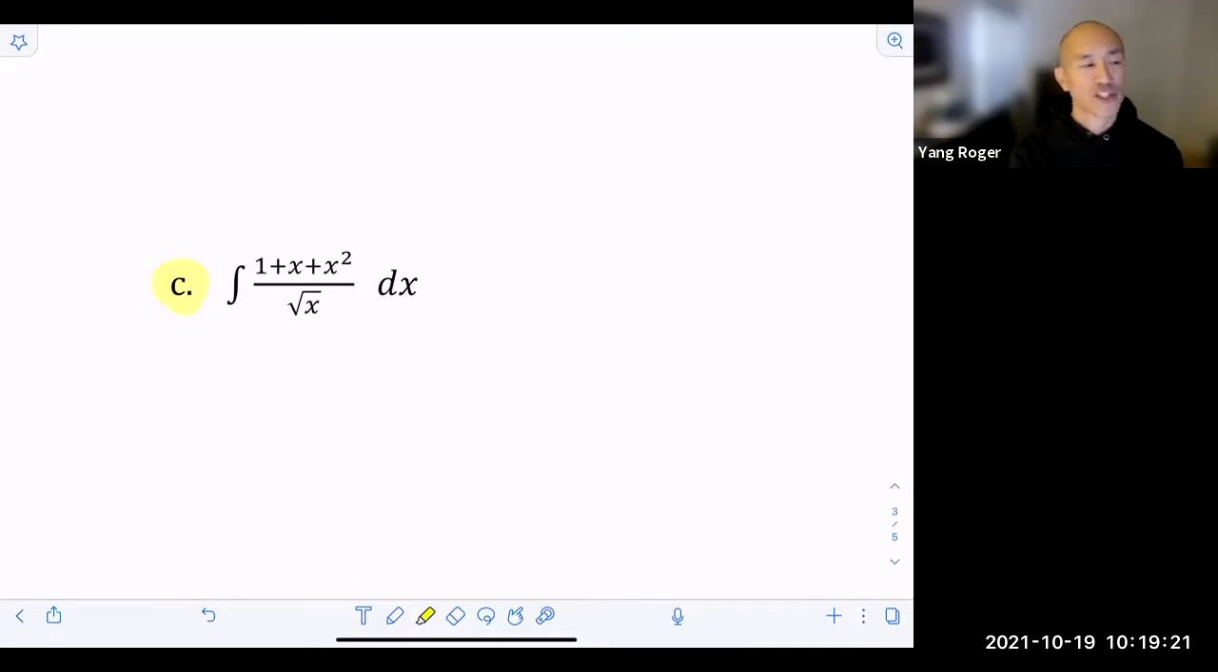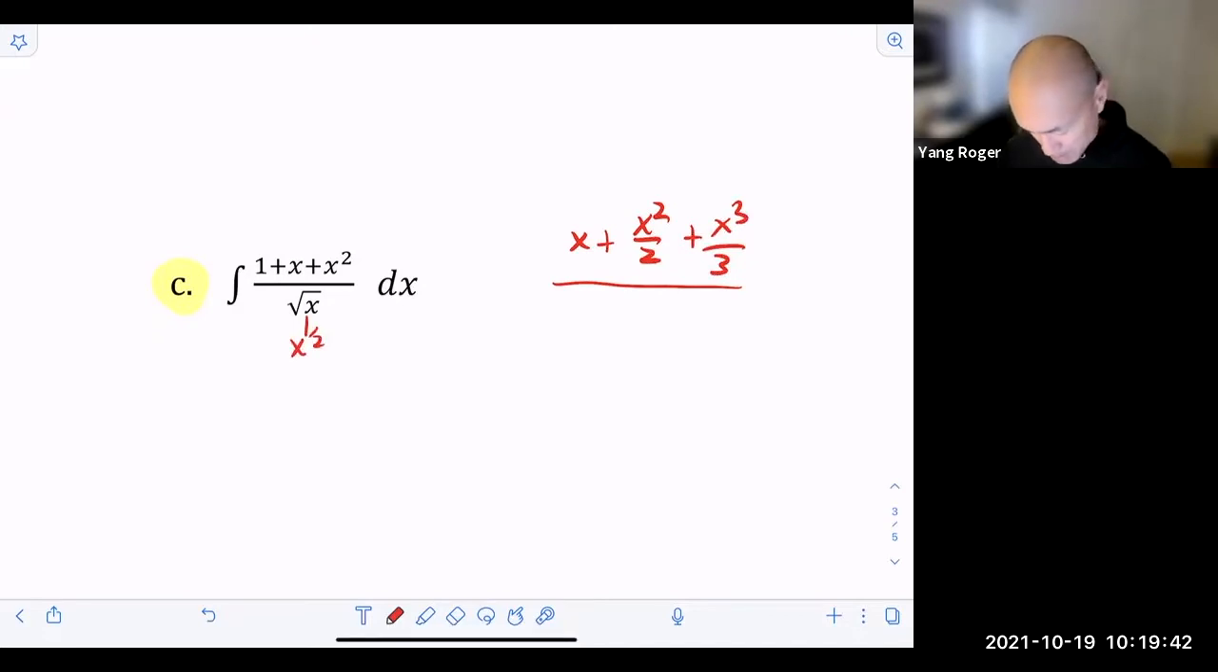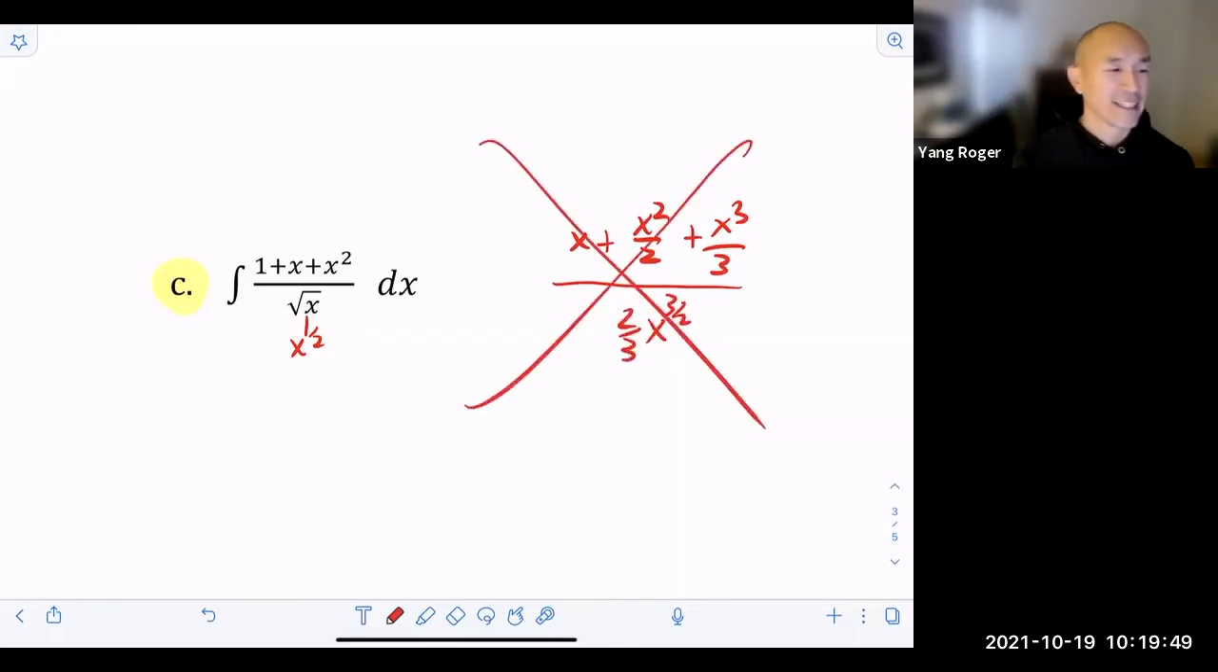Let me show you what not to do. This is terrible teaching, but here's what you don't do. You don't find the antiderivative at the top, which is x plus x squared over 2 plus x cubed over 3, divided by the antiderivative of the bottom, which is x to the 3/2 times 2/3. This is wrong. What you've basically done here is made up a fake quotient rule.